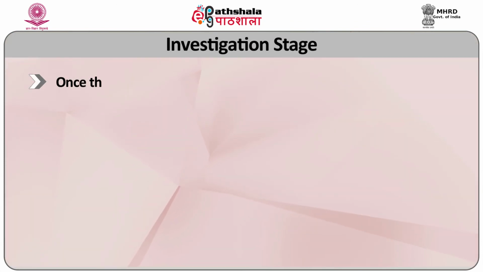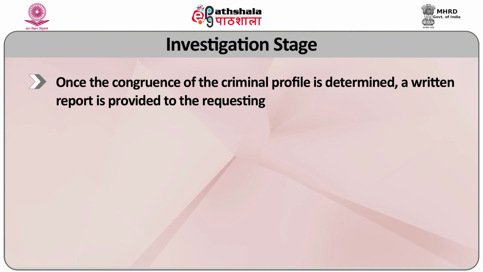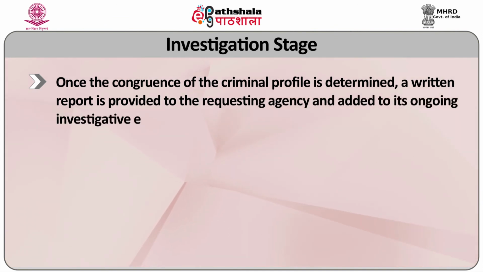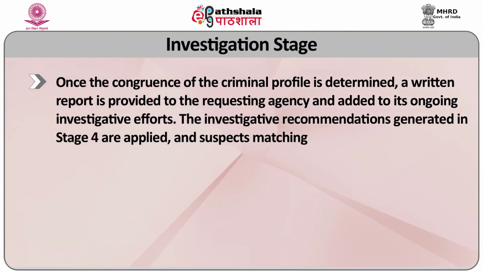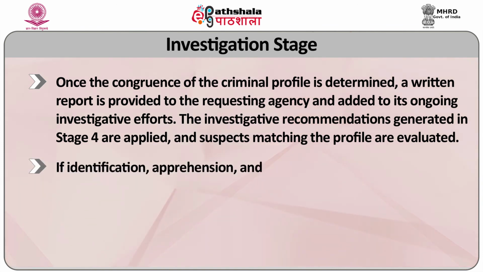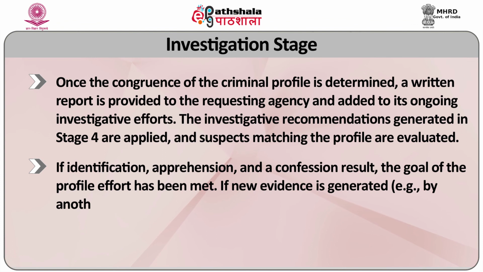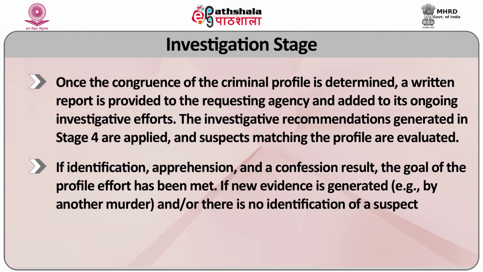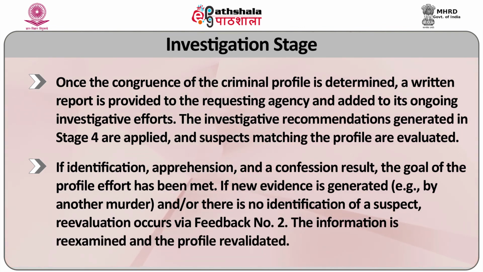Investigation stage. Once the congruence of the criminal profiling is determined, a written report is provided to the requesting agency and added to its ongoing investigative efforts. The investigative recommendations generated in stage 4 are applied and suspects matching the profile are evaluated. If identification, apprehension, and a confession result, the goal of this profile effort has been met. If new evidence is generated, for example by another murder, and/or there is no identification of a subject, re-evaluation occurs via feedback 2. The information is re-examined and the profile is re-validated.